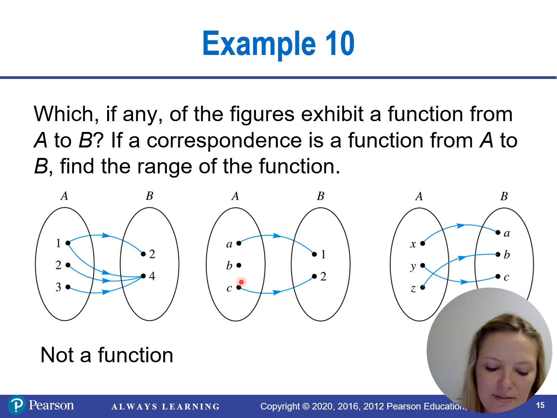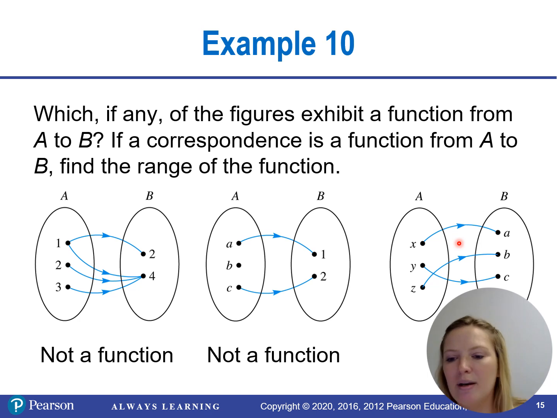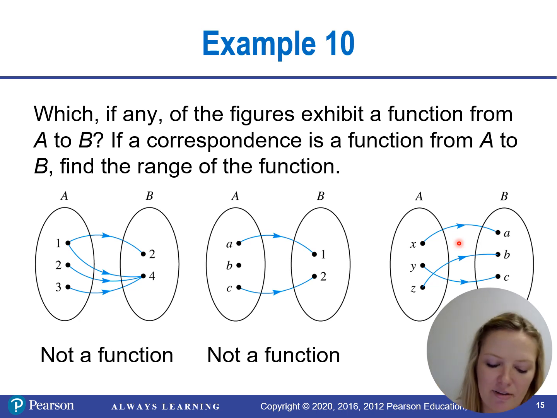If we look at this potential function in the middle, we have A mapping to 1, C mapping to 2, but B does not have an output. So this is also not a function because we need exactly one output for every input. And if B is an input in the domain of our function, then it needs to have exactly one output. So this is not a function.